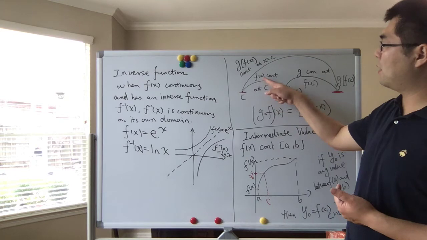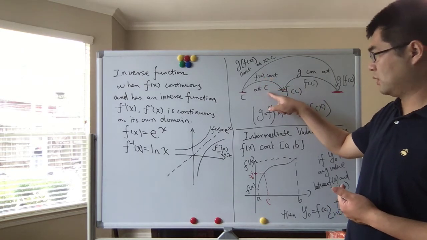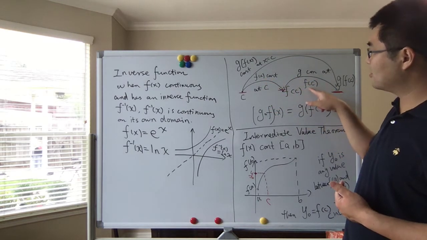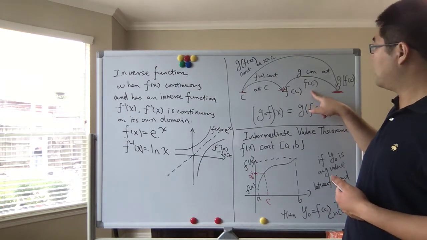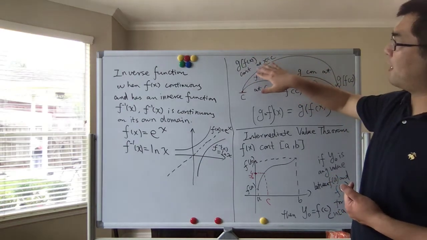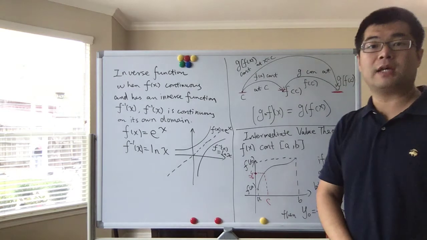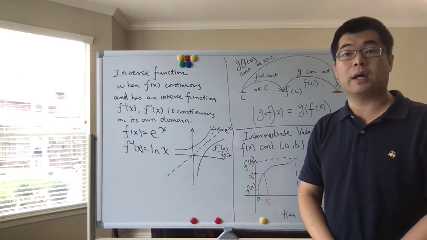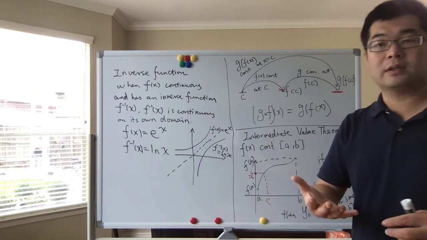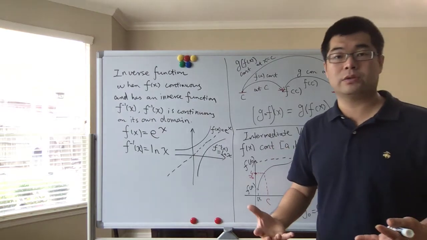So that's the composite function continuity, okay? So we know f of x is continuous at c, good. Now we know g is continuous at f of c, good. And then the composite function g of f of x is continuous at x equals c, okay? So, composite function and continuity.